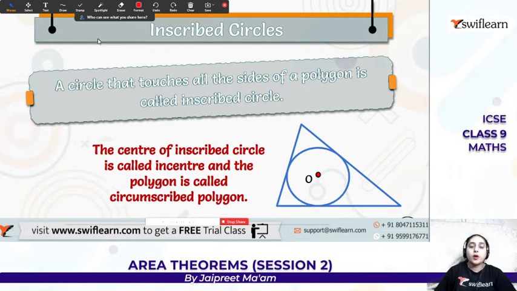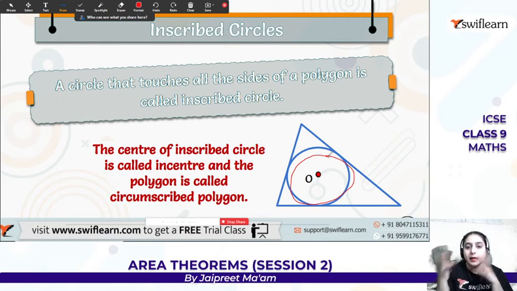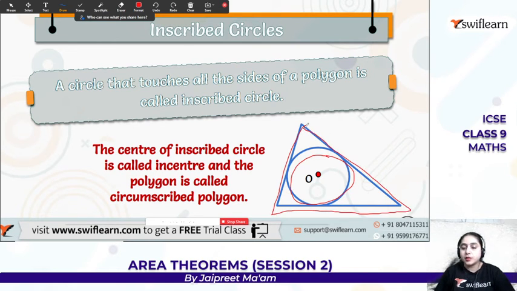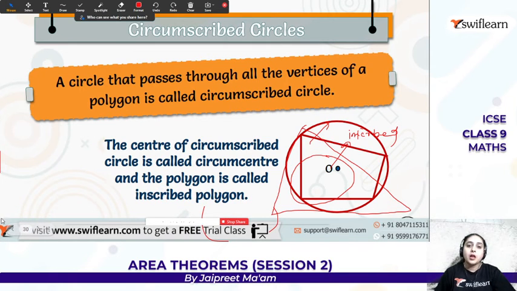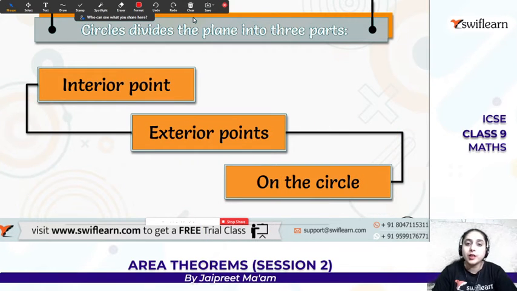Okay. Now let's see what is an inscribed circle. Inscribed circle means the circle is inside, and the polygon will be outside. Simple. So this is the polygon, this is outside. So an inscribed circle is inside the polygon, and a circumscribed circle is one in which the circle is outside the polygon. So these were the 4 types of circles. Okay, concentric, equal circles, circumscribed circles, and inscribed circles.